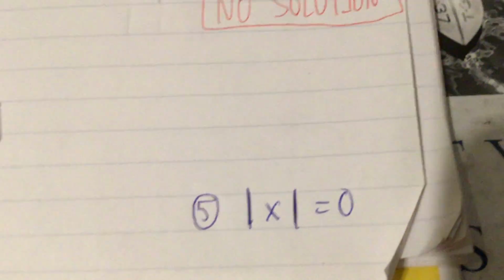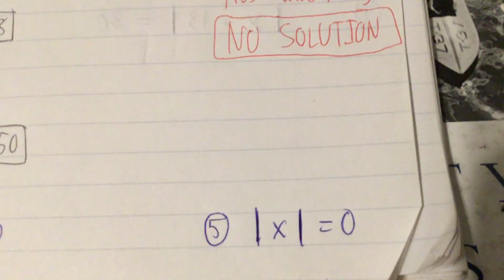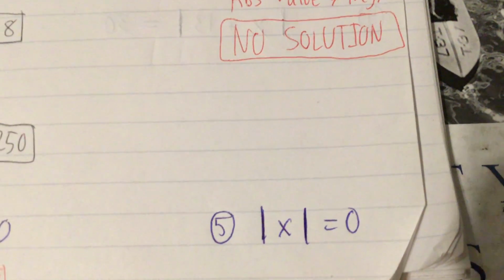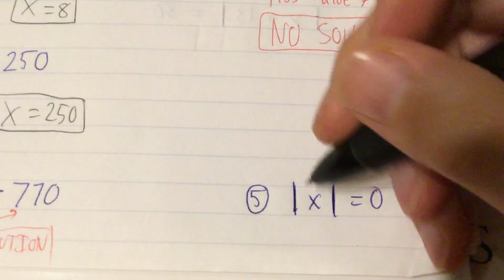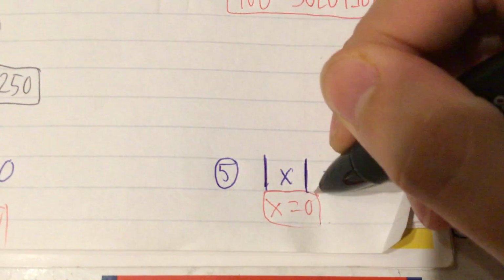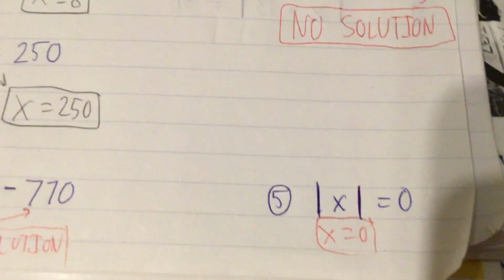Number 5, the absolute value of x is equal to 0. How do I get a distance of 0? Positive 0, negative 0, there's no such thing. It's just x equals 0. There's only one solution. Hint: if the bars themselves equal 0, that means there's only one solution. Okay?